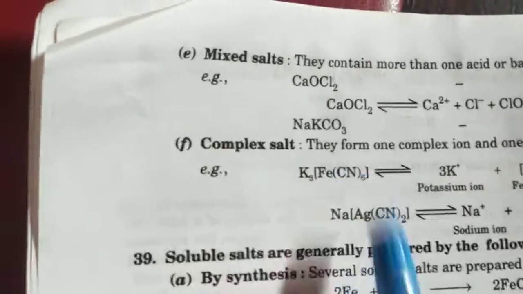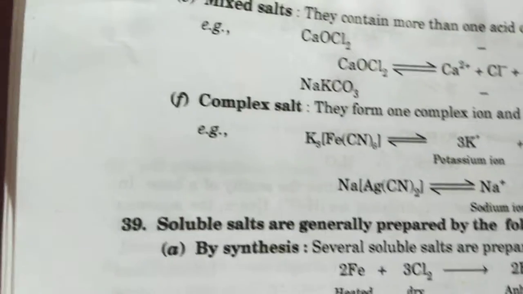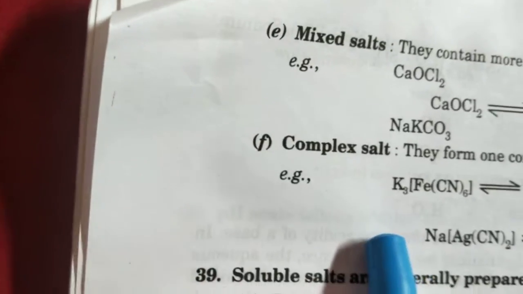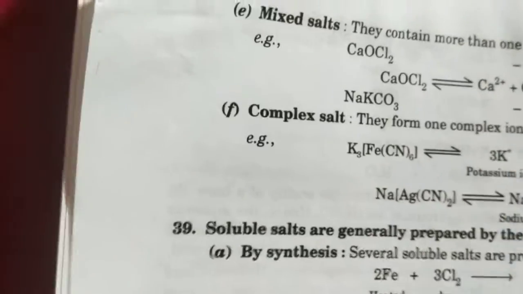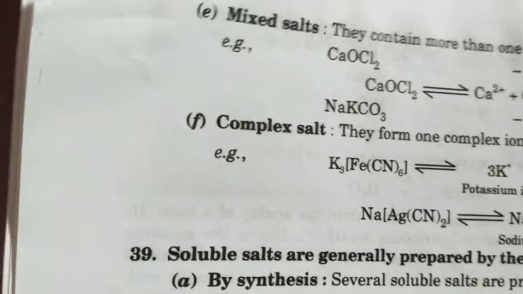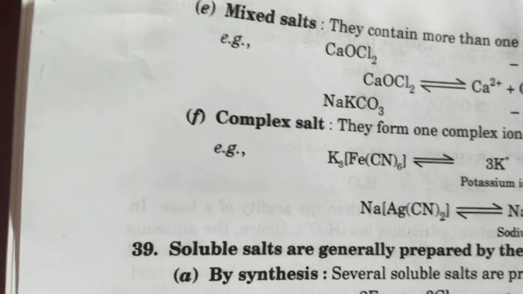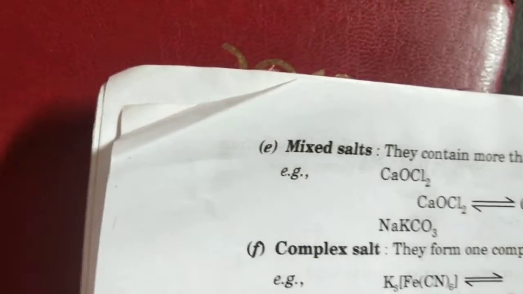Complex salt. They form a complex ion and a simple ion on dissolving in water. For example, when this compound decomposes, then potassium ion and ferricyanide ion form. Ferricyanide ion is present in complex form. So it is known as complex salt.